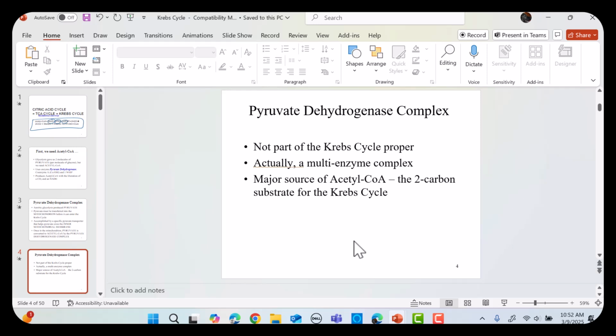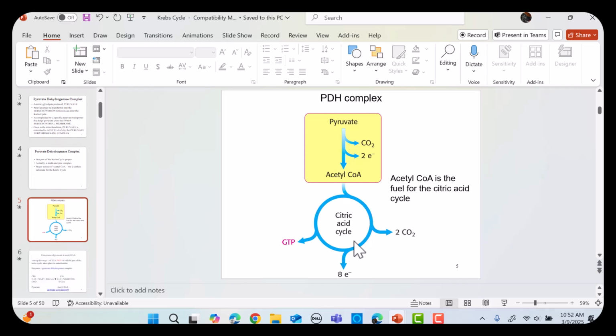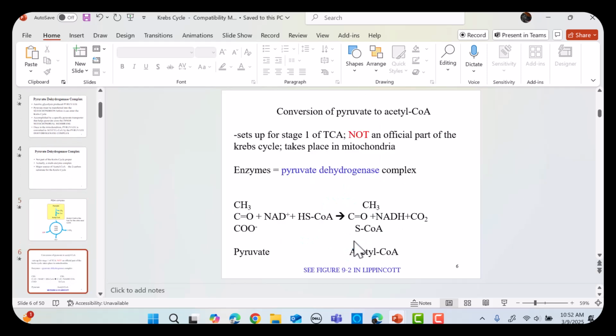So the pyruvate dehydrogenase complex is not technically part of the Krebs cycle. I put it in this section because every biochem book puts it in the Krebs cycle chapter. It's a multi-enzyme complex. When you see complex, you're going to think multiple enzymes. Multiple enzymes means multiple steps. So we'll go through, we'll draw it.